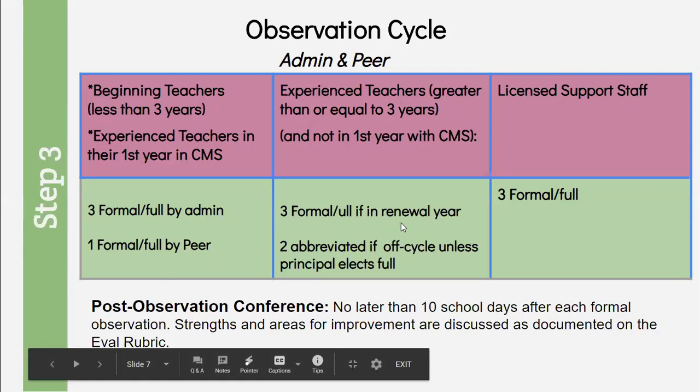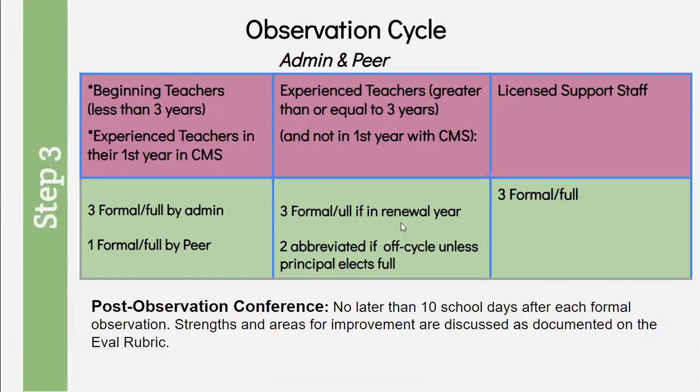You will have 3 formal or full observations. If you're in your renewal year, you will have 2, or you could have 2 abbreviated if it is your off-cycle year. The principal at any time can always elect to have a full observation on any staff member. All licensed support staff will have 3 formal full observations.